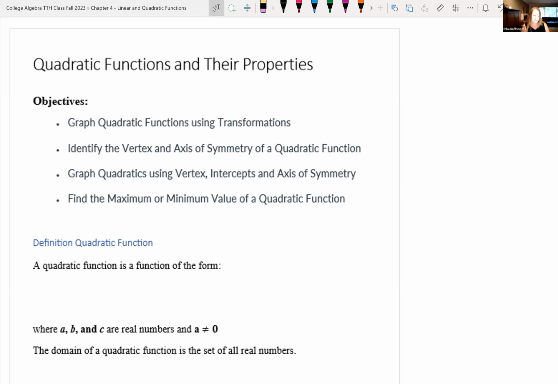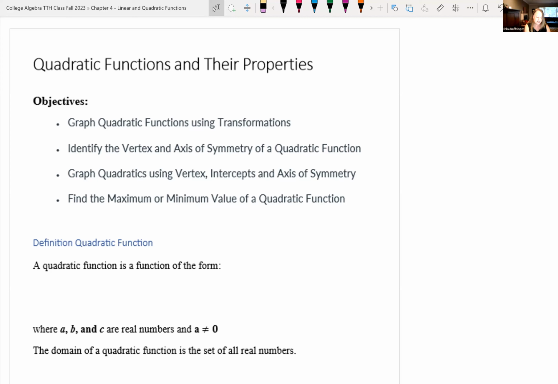We're going to identify the vertex and the axis of symmetry of a quadratic equation. We're going to graph using the vertex, intercepts, and axis of symmetry. And then we're also going to find maximum and minimum values of a quadratic function.